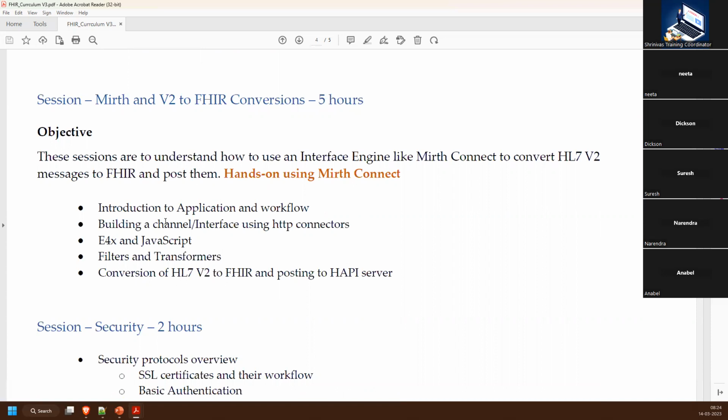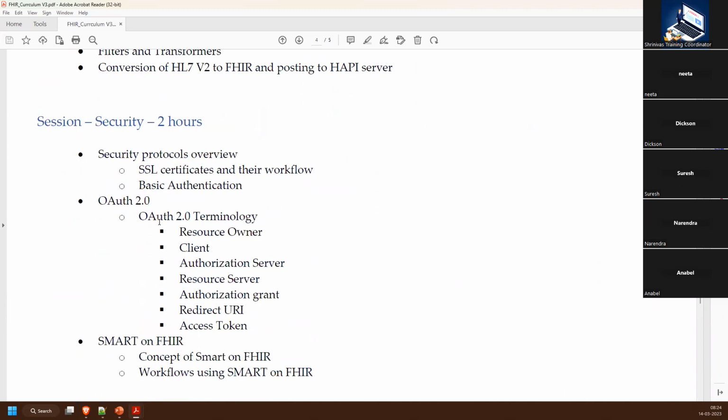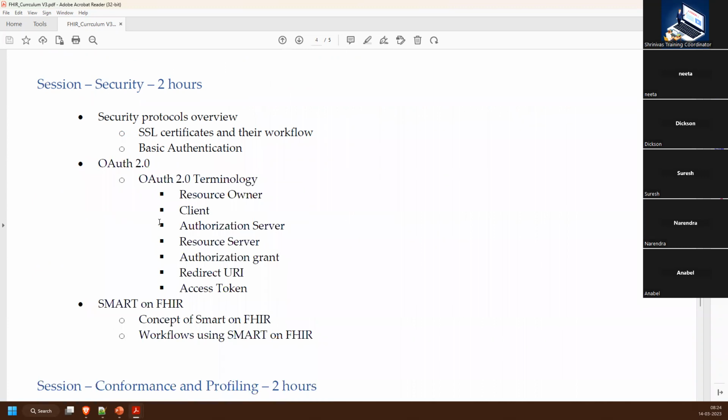We'll see how to convert an HL7v2 message to FHIR, which is one of the most common use cases that we are seeing here. We will be looking at V2, but your use case can be from V2 or from raw data or from CSV file data, anything. It can be anything, right? And then we'll jump into the security aspects of FHIR.